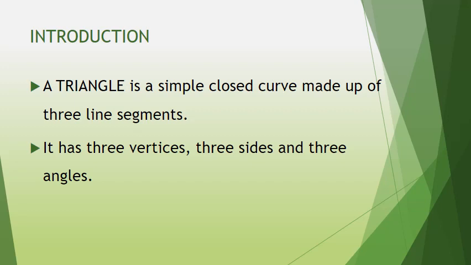You have studied about triangles in earlier classes. A triangle is a simple closed curve made up of three line segments. It has three vertices, three sides and three angles. A triangle has six elements, that is three sides and three angles.